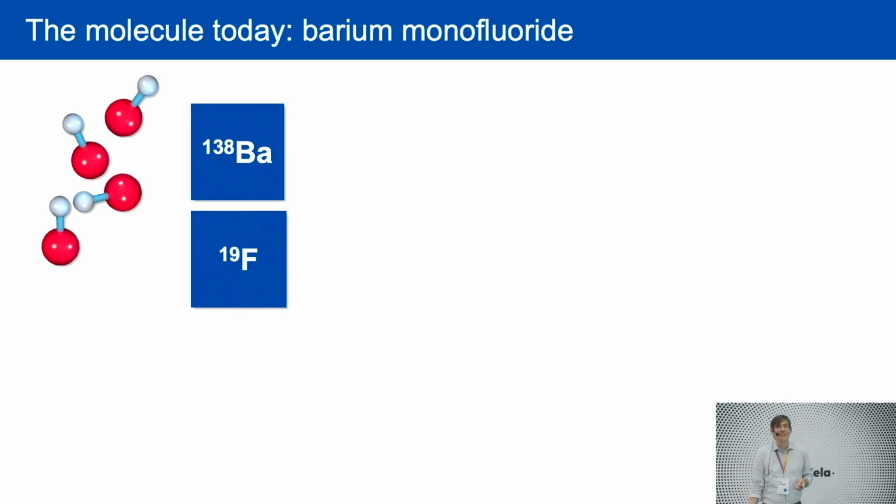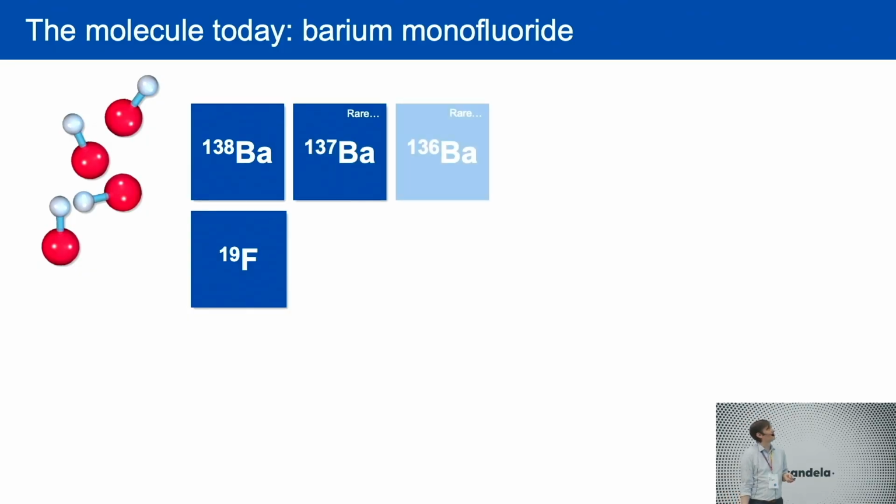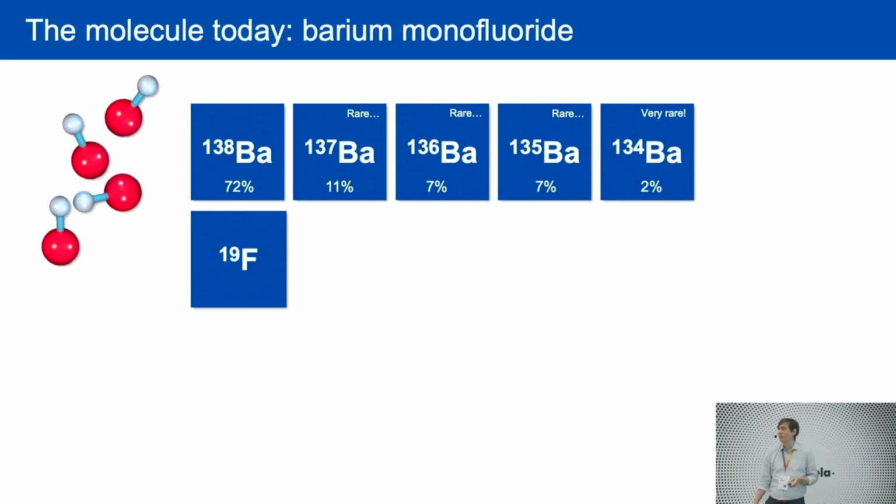Good, so the molecule that I like to work with and that 50% of the speakers in this session like to work with is barium fluoride. This is the most abundant barium fluoride, 138, but there's a whole series of other barium isotopes, and so you get a whole bunch of isotopologues that you can play with.